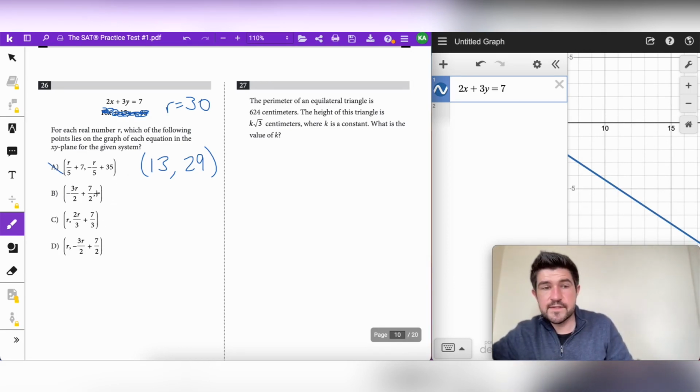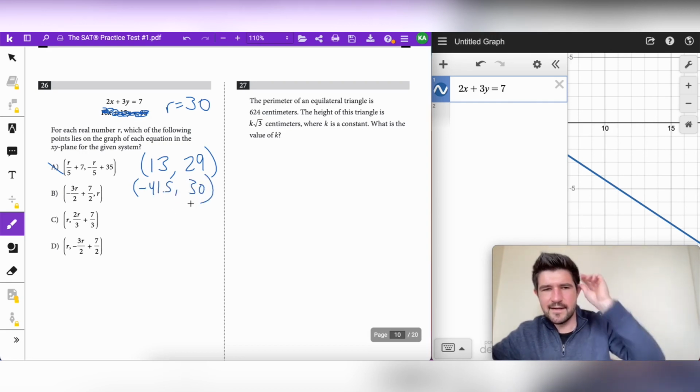So R is 30. So we've got 3 times 30 is 90, and 90 divided by 2 is 45. So that would be negative 45. And then, oh, plus 7 over 2. So that would be plus 3.5, which is, this is a pain, but this is negative 41.5, I think is the right answer. And then R is 30.